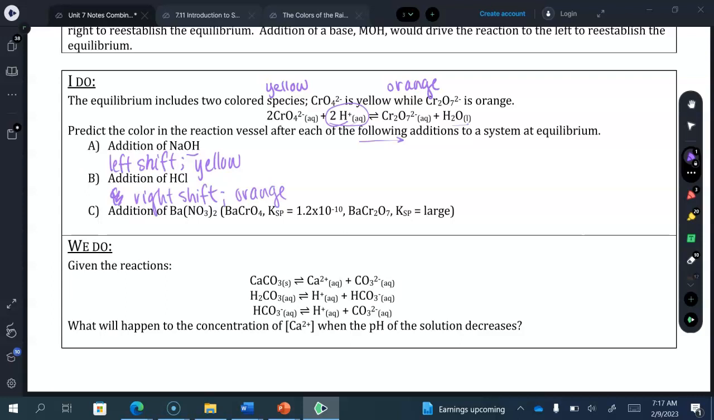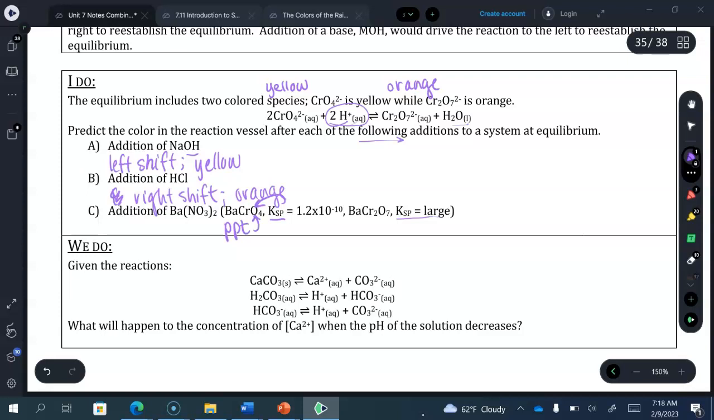Okay, so the addition of barium nitrate. Barium chromate has a solubility product of 1.2 times 10 to the negative 10, whereas barium dichromate has a very, very large one. So we have a very small solubility product and a very large one. What that means is that this one is going to precipitate. This one precipitates, so we remove this from the system. So we're removing here, so we're going to shift towards the reactants, so it is a left shift. And this, therefore, becomes more yellow.